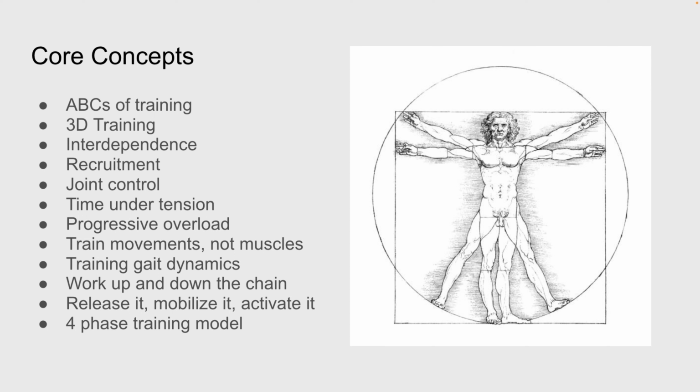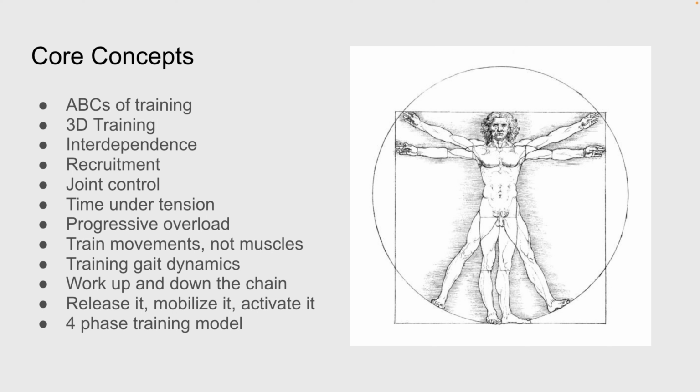So at the core concepts, we're looking at the ABCs of training, 3-dimensional training, interdependence. We've kind of talked about these different components. We really want to maximize recruitment. We want to emphasize joint control. We really want to work to control time under tension for metabolic stimulus. We want to definitely apply the concepts of progressive overload. We want to train our movements, not muscles. We want to train gait dynamics in as many movements as we possibly can, or posture dynamics.